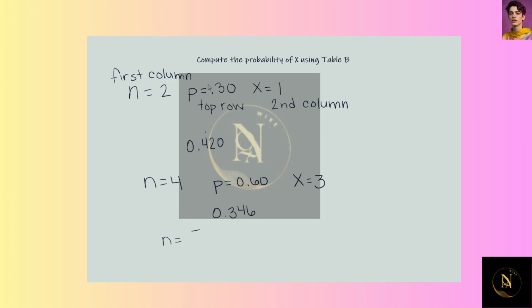For the next example, you have n equals 5. The probability of success is 0.10, and you are looking for x equals 0. On the table, in the first column, you look for n equals 5. In the top row, you find 0.10 for n equals 5, and you go down to 0, and you get 0.590.